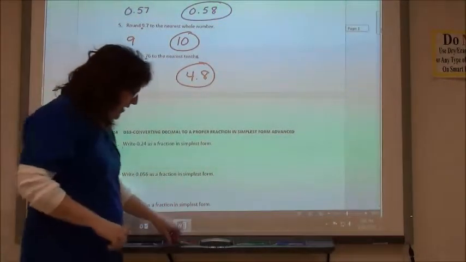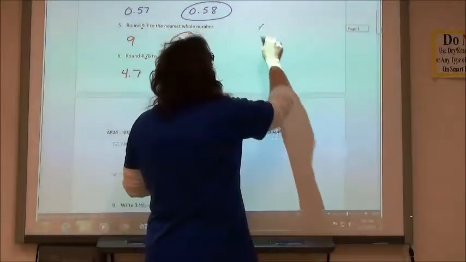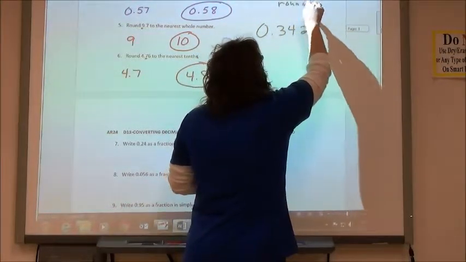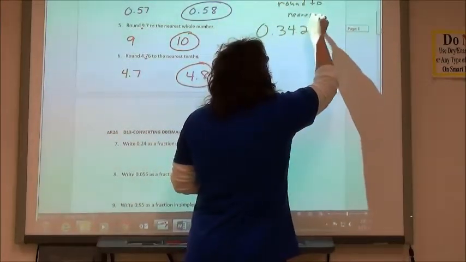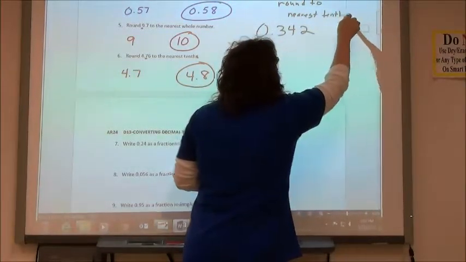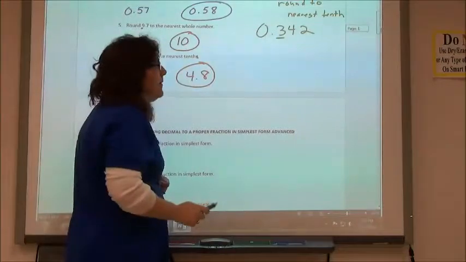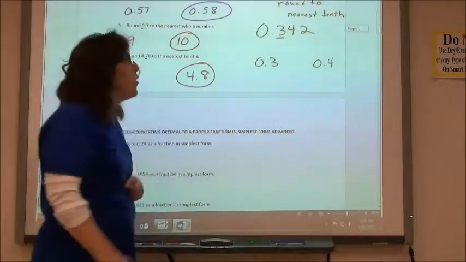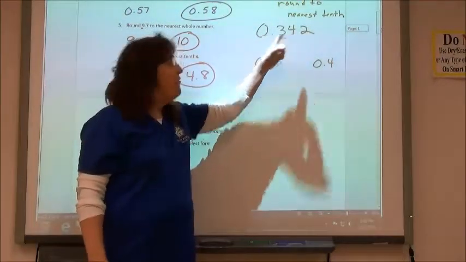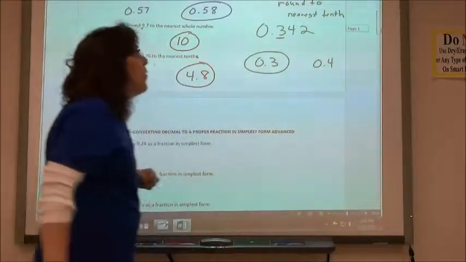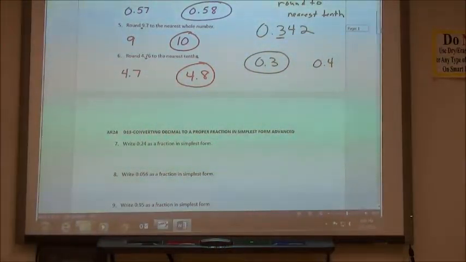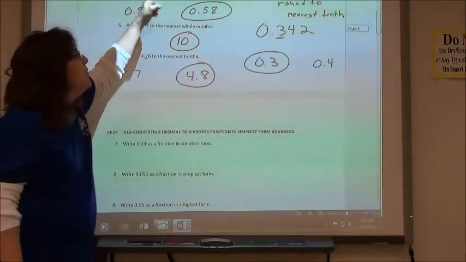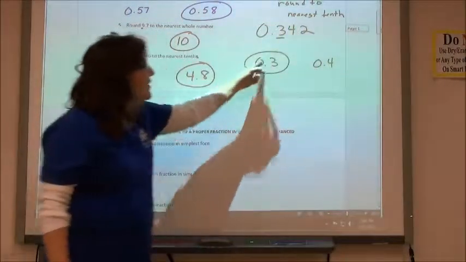If they didn't give me any, I wouldn't have to round. But if I had 0.342 and I said round to the nearest tenth. 3 is in the tenth spot. So do I leave it 0.3 or do I round it up by 1, 0.4? 4 is less than 5, so I'm going to leave this one alone. 0.3 would be rounding it to the nearest tenth. So if the number behind it is 5 or higher, I round it up. If it's less than 5, I leave it alone.